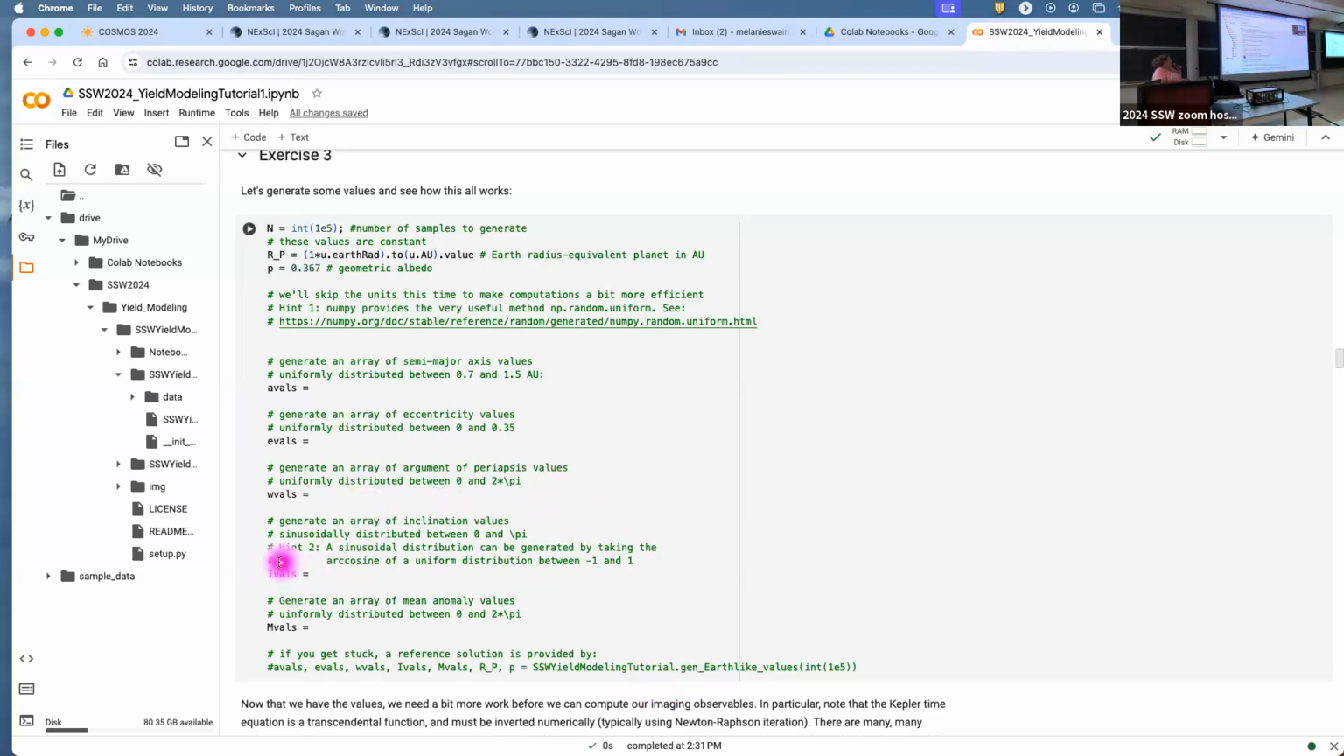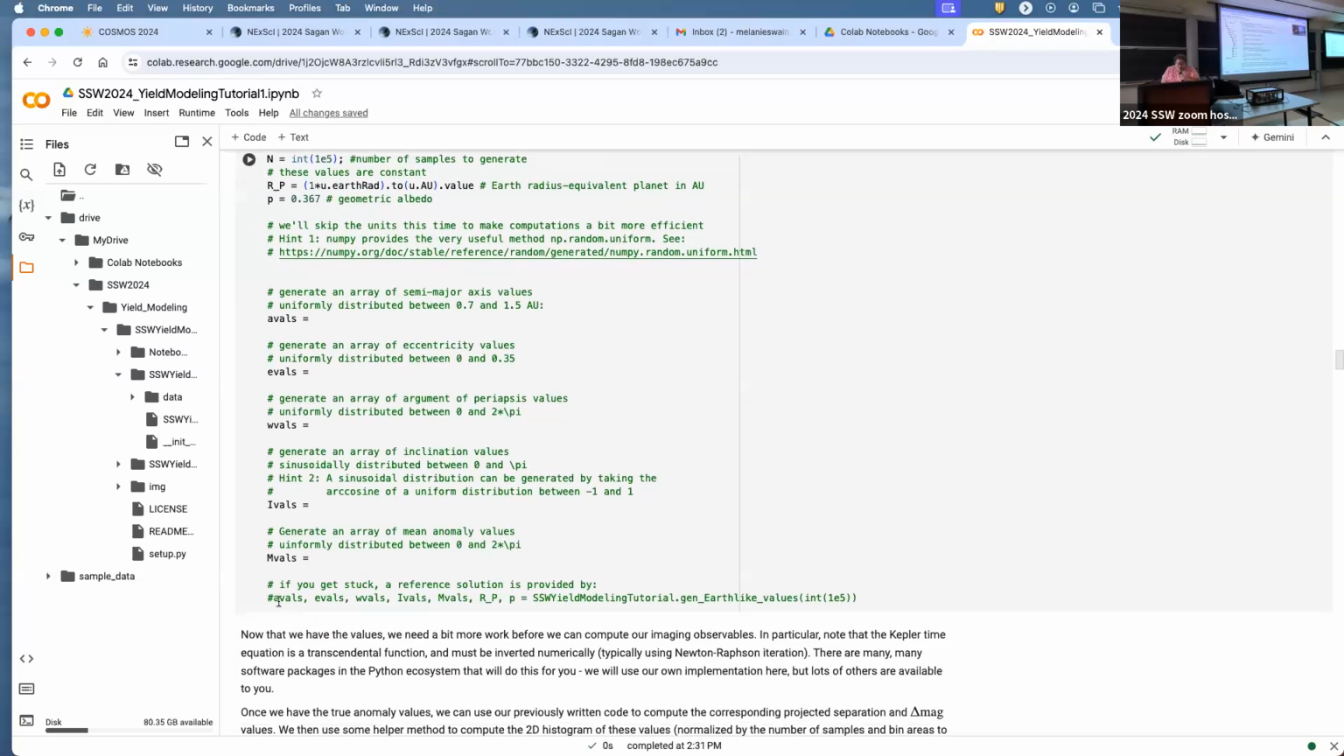And then we want a sinusoidal distribution of inclinations, and there's a hint in the cell to help you out with that. And then we want to generate an array of mean anomaly values, which is uniformly distributed between 0 and 2 pi. Again, if you get stuck, there's the cheat over here on the left. But also, I'm going to run the solution while you work on this, just as an example.